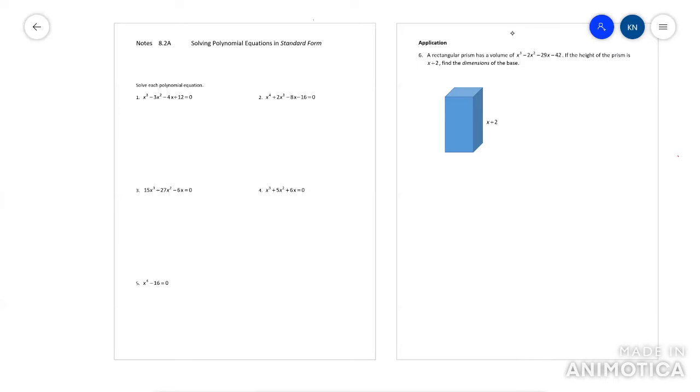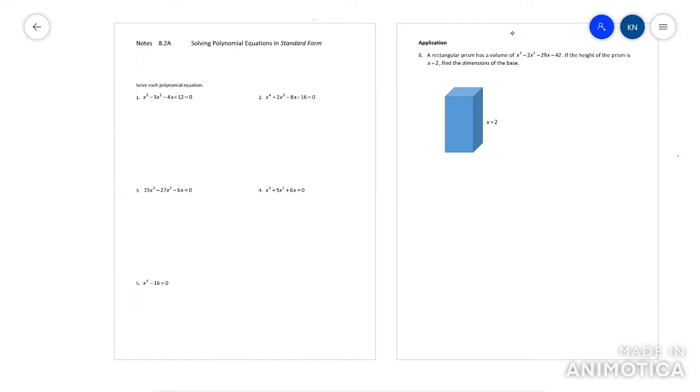All right, this video is going to cover 8.2a, which is solving polynomials when they're in standard form. What that means is they're giving you a polynomial that's not factored at all. So factoring it should be your main priority. Once you have it factored, you just set each factor equal to 0. Let me show you what I mean.